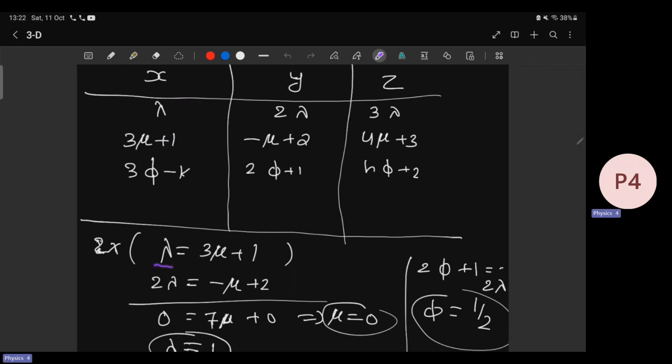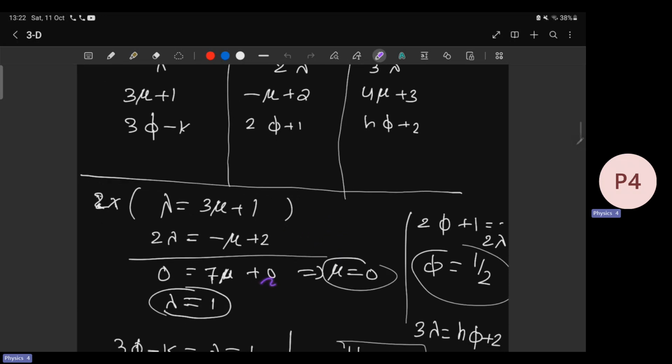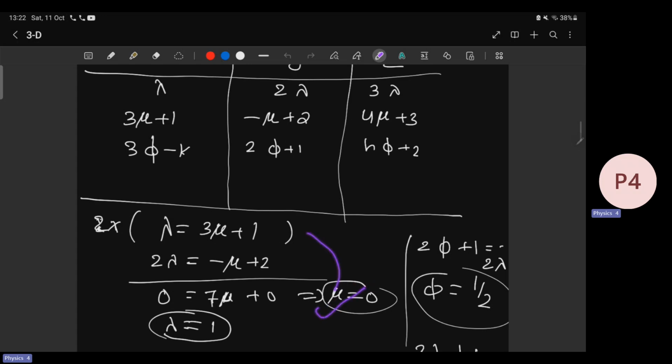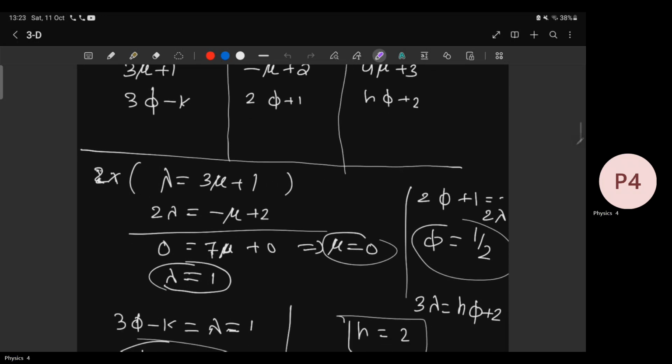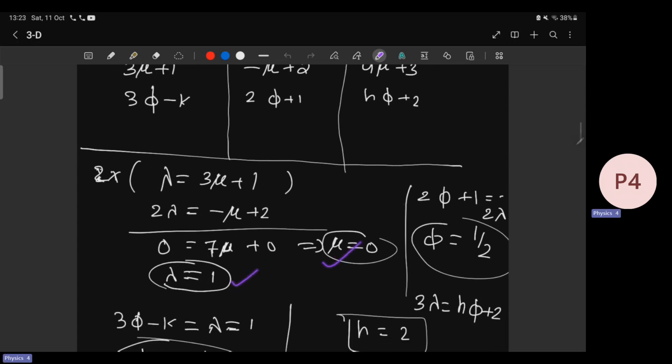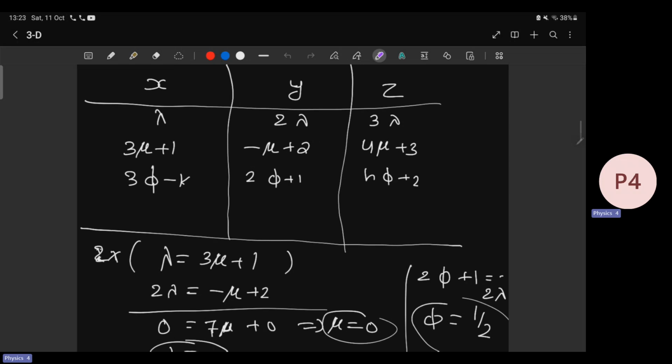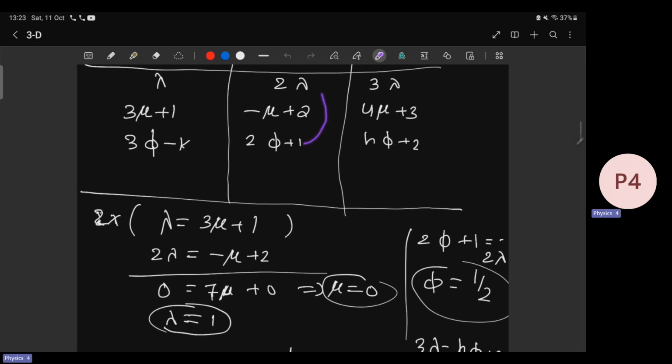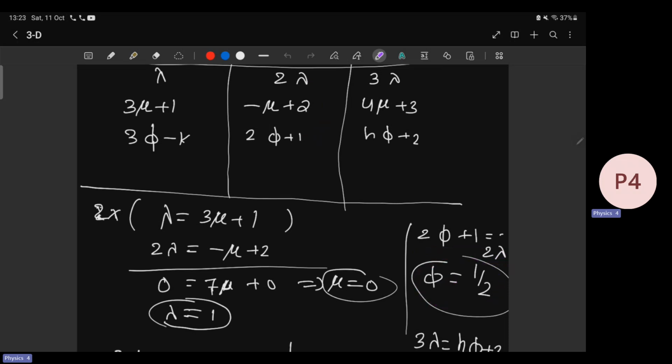So on solving, now we can easily equate these two. If lambda equals 3 mu plus 1 and 2 lambda equals minus mu plus 2. All right, from here we got the value of mu equals 0. You put the value of mu in any of these equations, we will get the value of lambda as well. All right, so we got mu, we got lambda. Now we can equate these two. 2 lambda equals 2 phi plus 1. We got the value of phi as half. All right, phi is half.